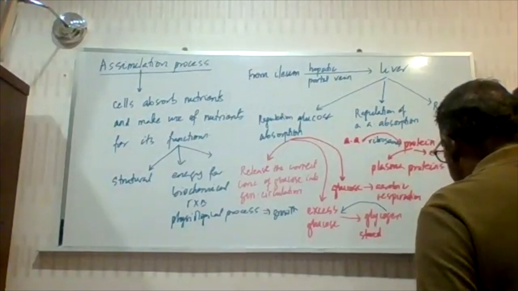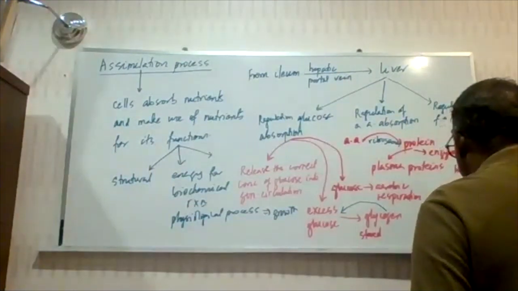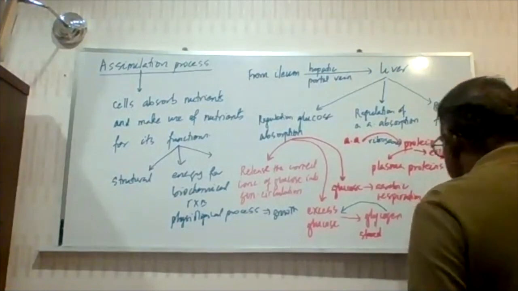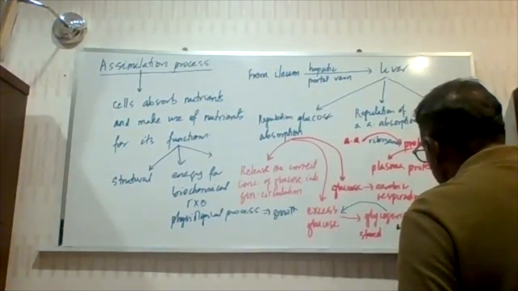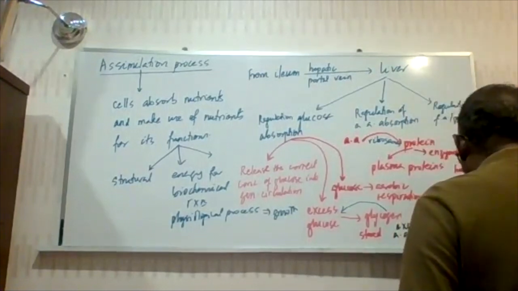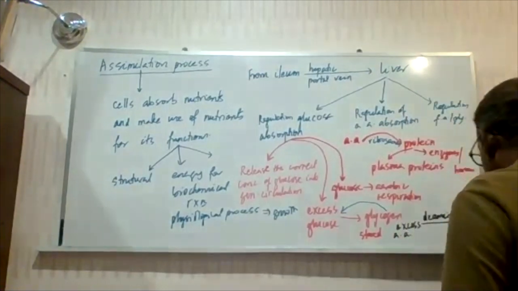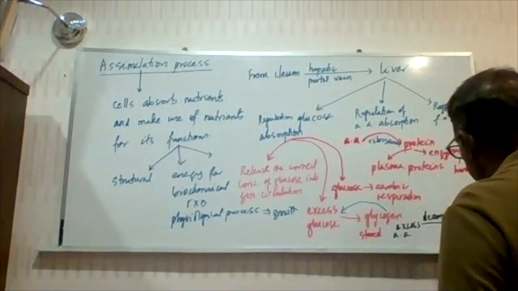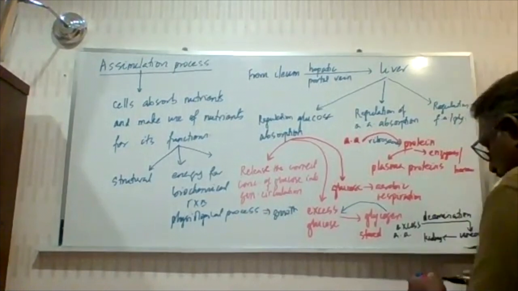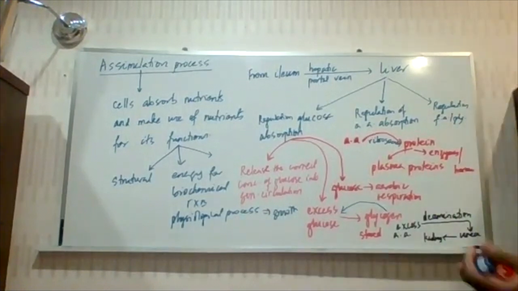So through the process called deamination, the liver converts excess amino acids to urea. Urea, which is less toxic, is then taken to the kidney, and it's excreted as urine. So that is the excess amino acids.